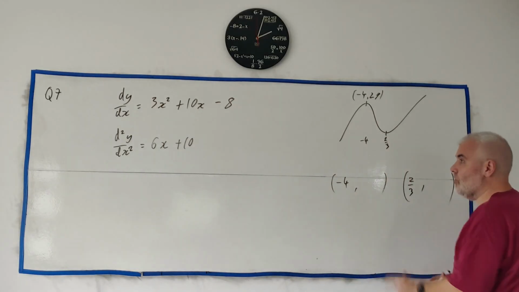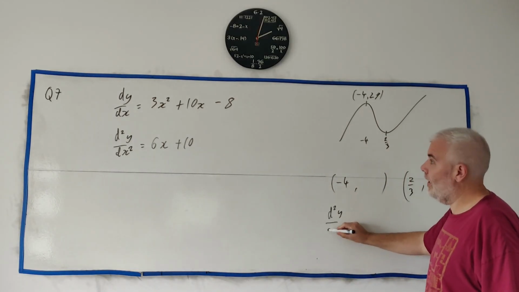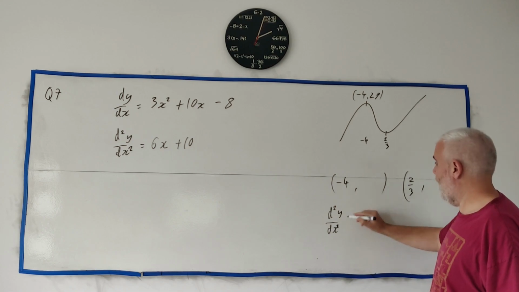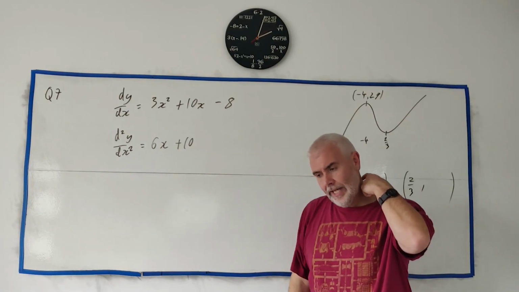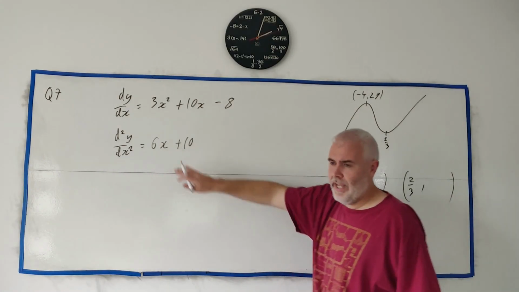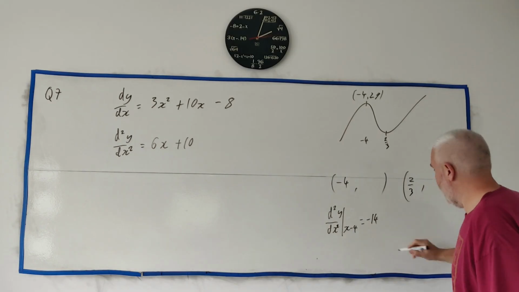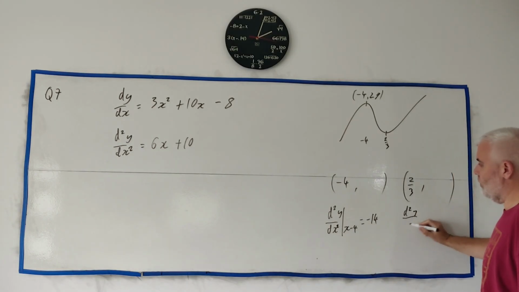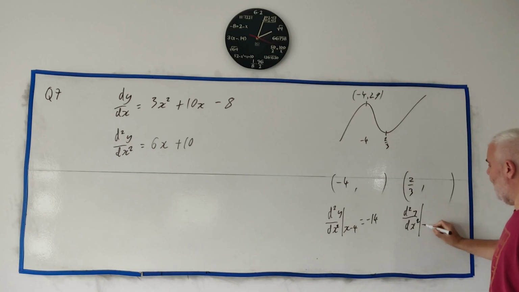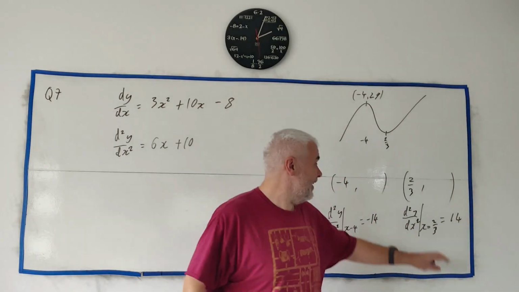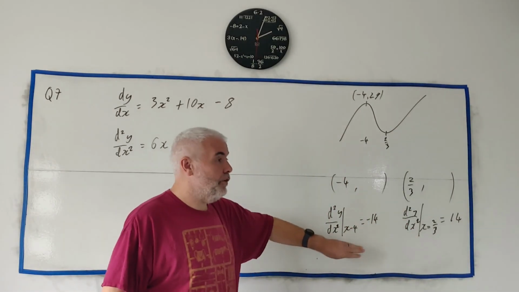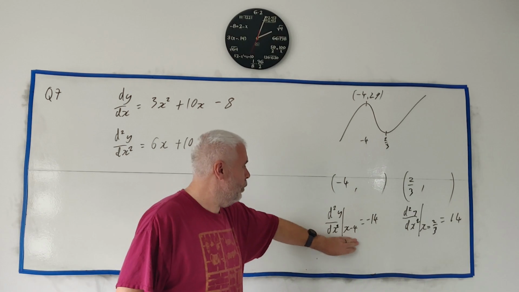If you did that at these 2 points, so the second derivative at x equals minus 4, put minus 4 in here, you would get minus 24 plus 10, so that's equal to minus 14. And once again, find the second derivative at x equals 2 over 3, and you'd find, I did it earlier, it's actually 14. This is bigger than 0, meaning that's a minimum. This is less than 0. This is the maximum. This is the maximum one you're looking for.